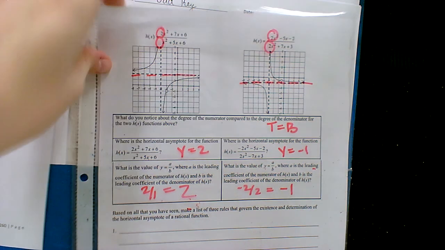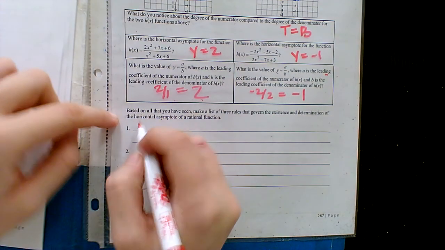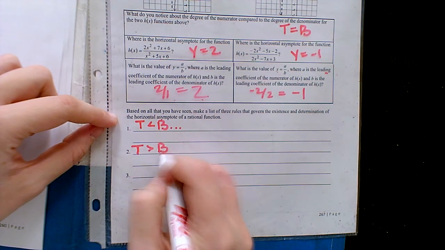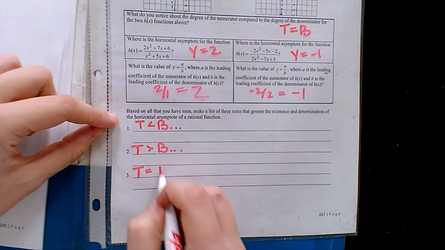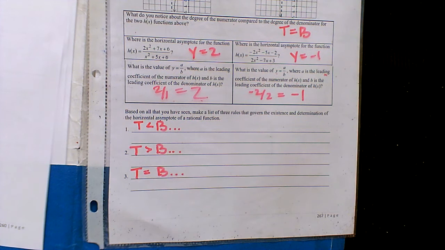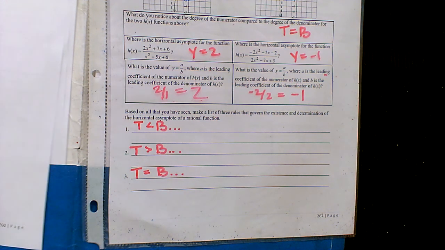So we have these three possibilities, and I just want to summarize at the bottom of the page. What if the top degree is less than the bottom? What if the top degree is more than the bottom? What if the top degree is equal to the bottom? All right, so for these three cases, can we make a rule, if you will, as to where the horizontal asymptote is located?